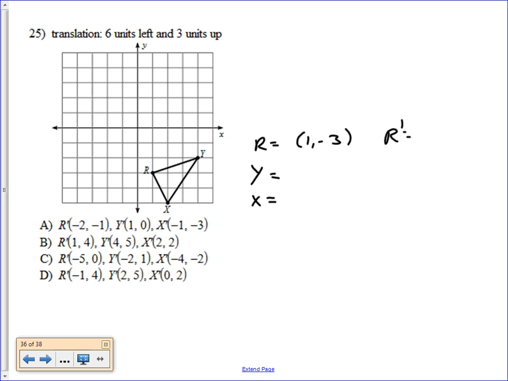So when it says a translation of 6 units left, guys, take this point right here and subtract 6. So you know 1 minus 6, 6 units left, and 3 units up. Yeah, so it's got a chance to be this problem right here. I would have to check the rest of them. 1, 2, 3, 4, 1, 2. 4, -2. Guys, that's the whole point that they're trying to get you to do.